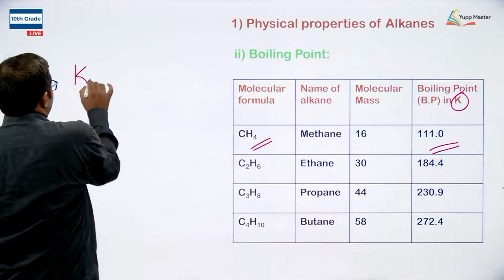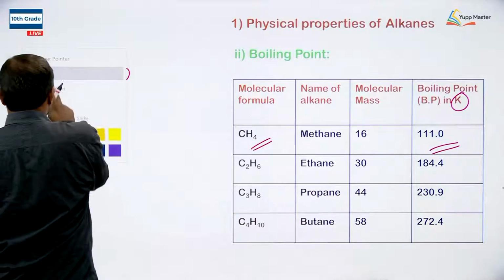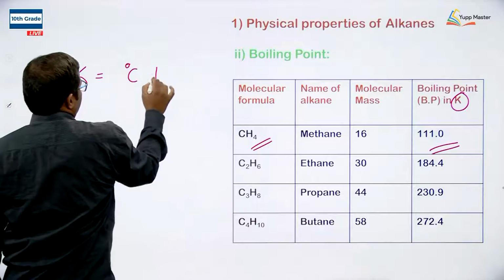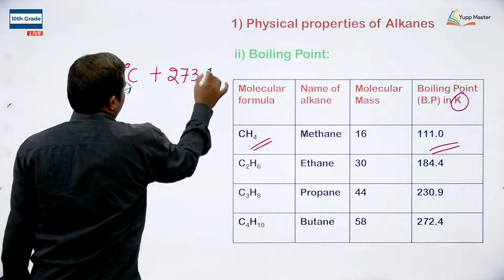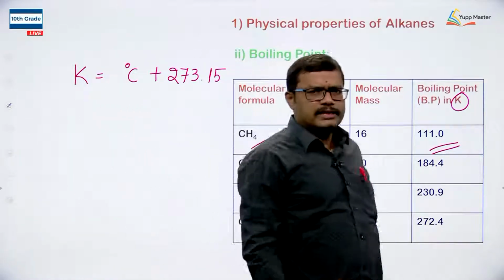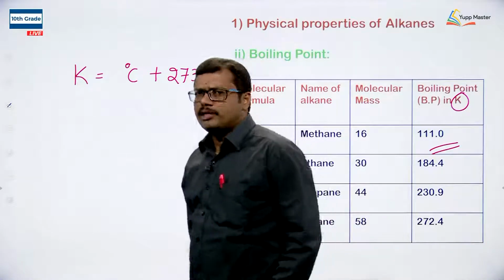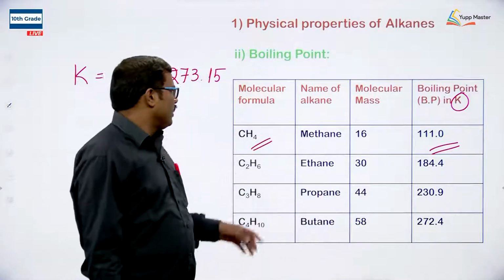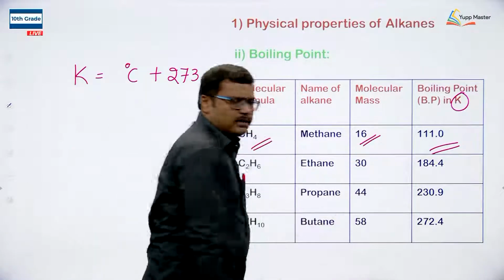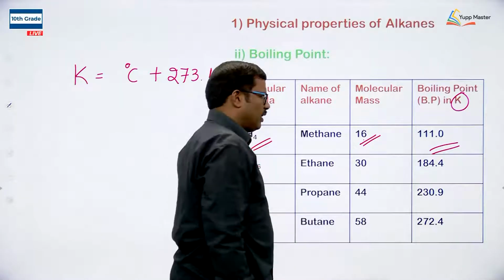We know that Kelvin temperature is equal to degree centigrade temperature plus 273.15. So, when we add 273.15 to the degree centigrade value, we get the temperature on the Kelvin scale, that is the absolute scale of temperature. Okay. So, methane boiling point is this much. What is the molecular mass of methane? 16. So, molecular mass of methane is 16, boiling point is 111.